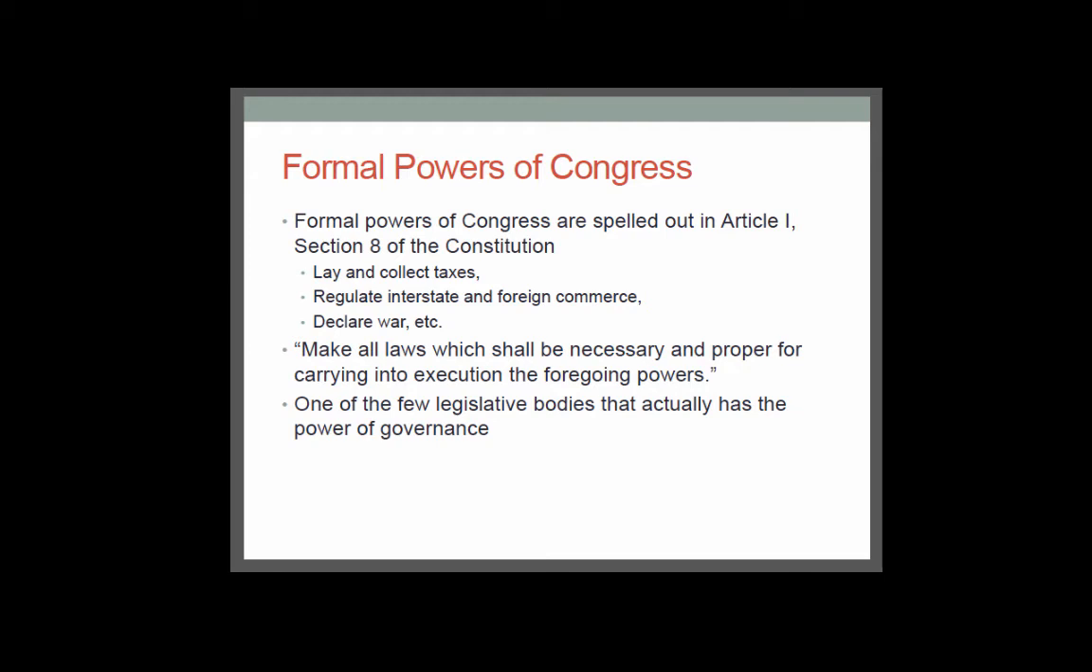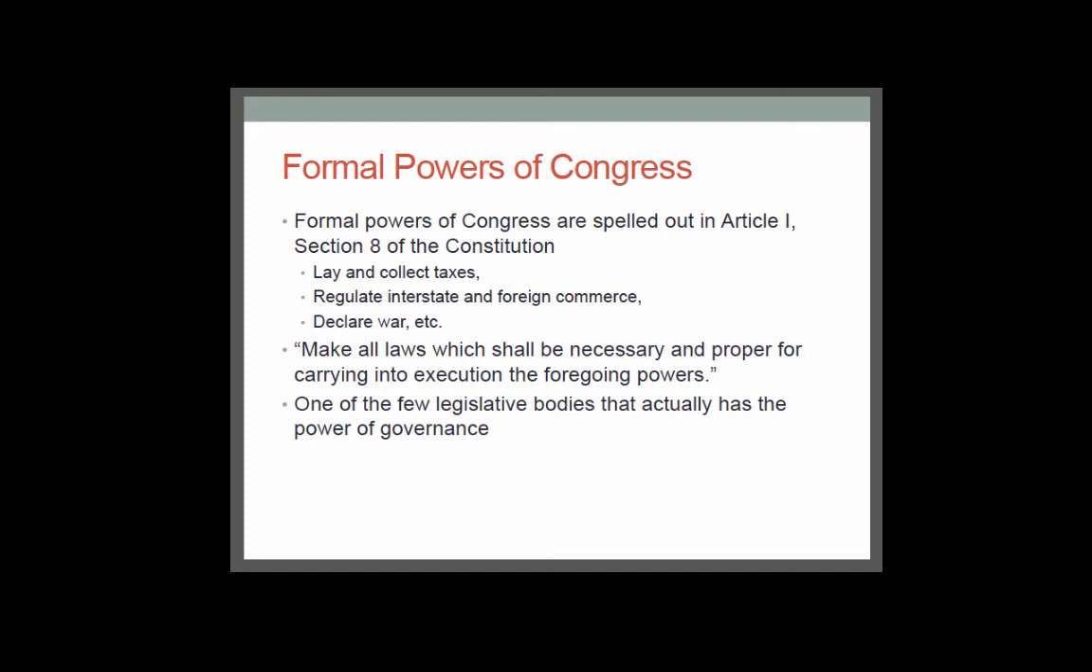The big one, as again we've discussed, but just to reiterate, is what we call the necessary and proper clause, which is: make all laws which shall be necessary and proper for carrying into execution the foregoing powers. That is, the foregoing powers that are listed in Article 1, Section 8. And so that sort of fills in the gap, and Congress, even to this day, uses the necessary and proper clause to justify many of its actions along the way.